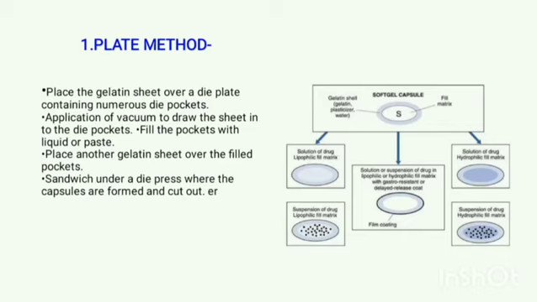First, the plate method. Place the gelatin sheet over a die plate containing numerous die pockets. Apply vacuum to draw the sheet into the die pockets. Fill the pockets with liquid or paste. Place another gelatin sheet over the filled pockets. Sandwich under a die press, where the capsules are formed and cut out.